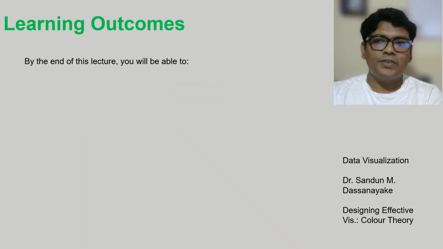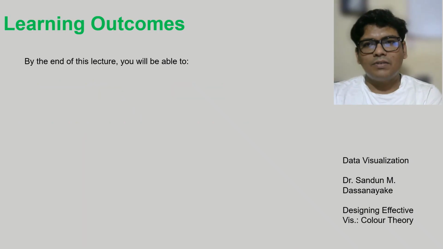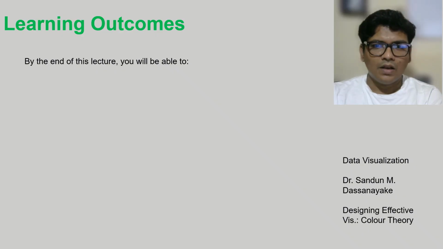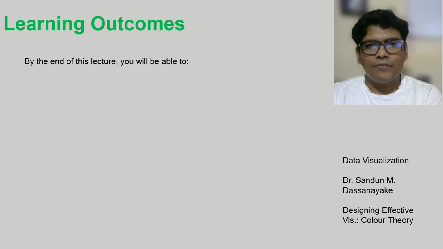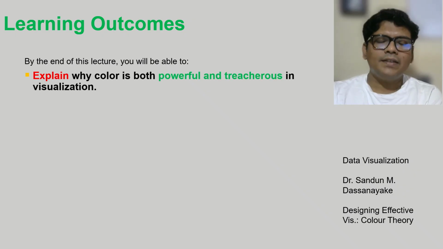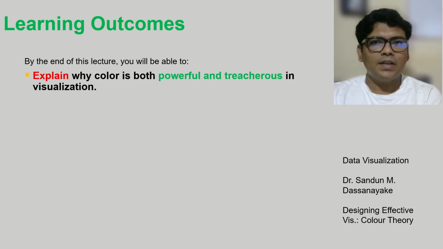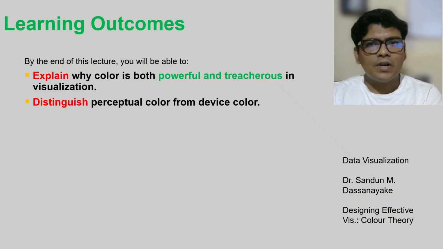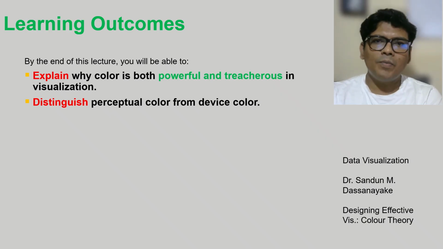Let me walk you through the 5 learning outcomes of this lecture. They are designed to build on each other. First, we will look at why color can be both helpful and risky in visualization. Next, we will talk about the difference between how color appears on a device and how our brains actually see it. These are not the same thing.